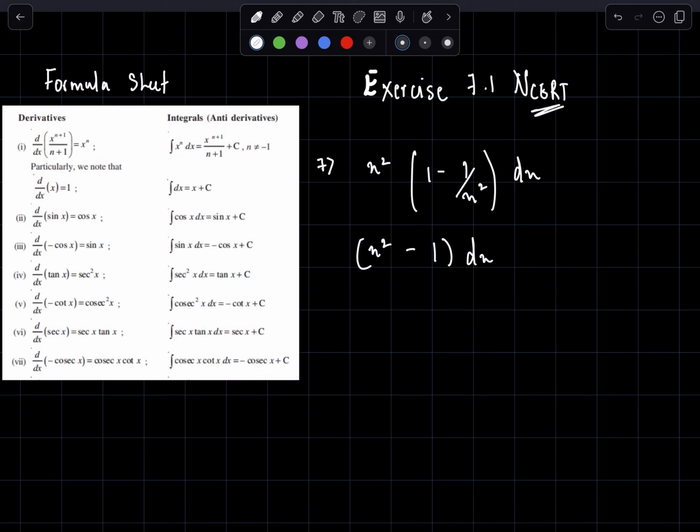Is x squared integratable? Yes. Is 1 integratable? Yeah, kind of, because as you know, 1 times dx is x. The integration of dx is x. So by just looking at it, I know now it's integratable. Okay, so let's integrate this.